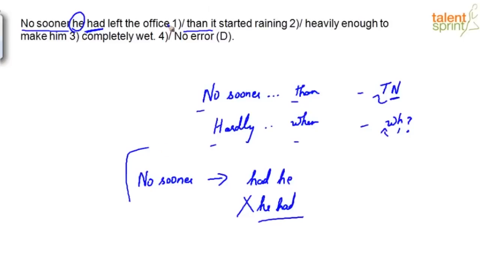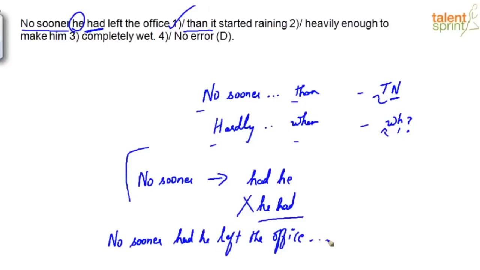So the error is in part 1, where you just have to interchange the auxiliary verb. Auxiliary verb is a helping verb, right? You know that. Has, have, had in this case. That's rule number 2. So remember that. Okay, so quickly to give you a couple of other examples. Think of any sentence that begins with no sooner. What's the usual construction? No sooner had he left the office. That's the right construction and the remaining sentence.